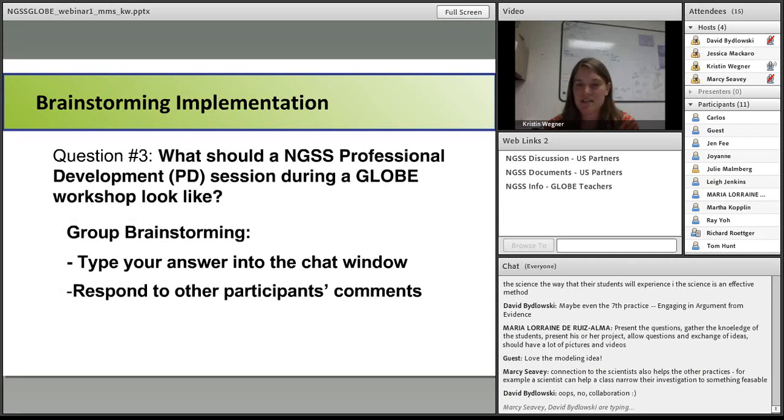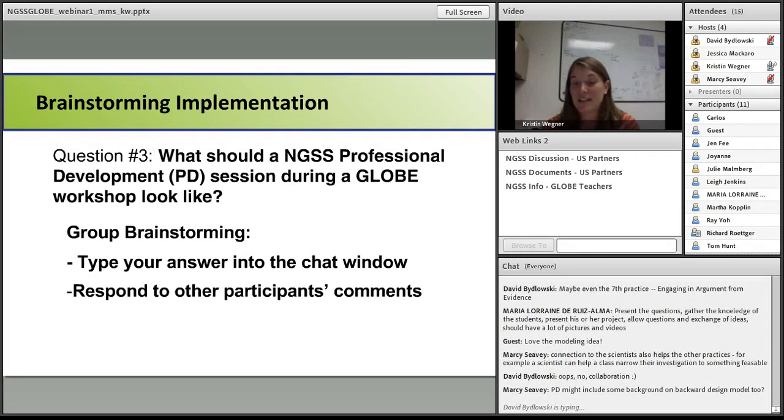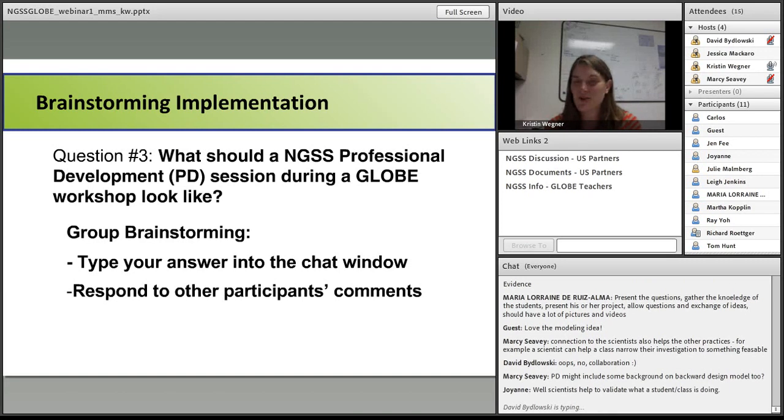Marcy says, connection to the scientists also help with other practices. For example, a scientist can help a class narrow their investigation to something feasible. Nice. So that also takes some of the work away from a teacher. So they can incorporate that process with the scientist and someone in their local community so that they can kind of help address the NGSS, but it doesn't rely on just the teacher coming up with all that. Dave says, oops, no collaboration.